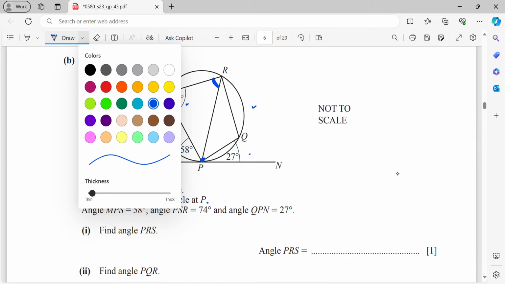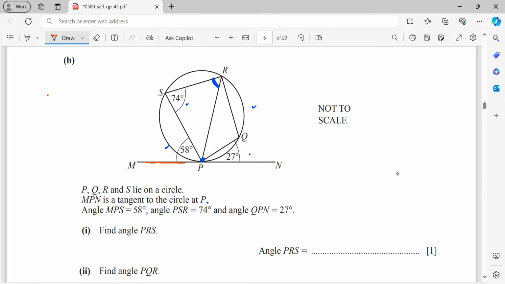Now, look at here. This is the tangent. This is the chord. The angle here is 58. According to the alternate segment theorem, this angle, which is bounded by the chord and the tangent line, is the same as the subtended angle here. That means here 58, this is also 58. So without any calculation, I will just write 58.